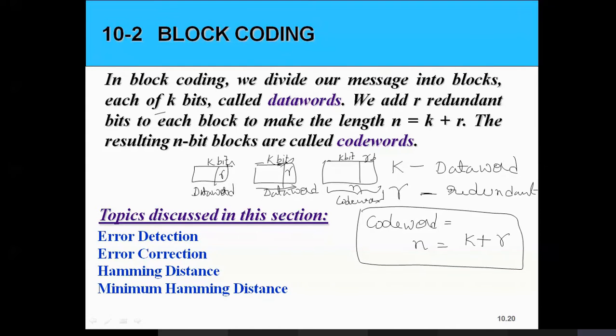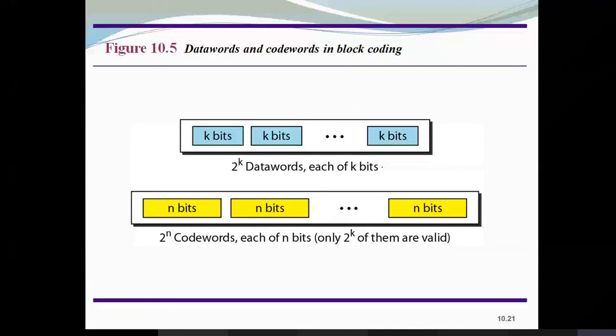Now we'll move on to how the redundant bits can be used for detection of errors. You can just observe here. You have 2 power k data words, each of k bits. Then for these data words you will have 2 power n code words, each of n bits. So how did you get n bits? By adding the extra bits r. That is k plus r, and you get the n value.